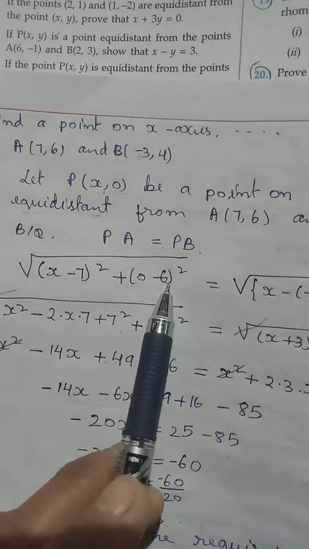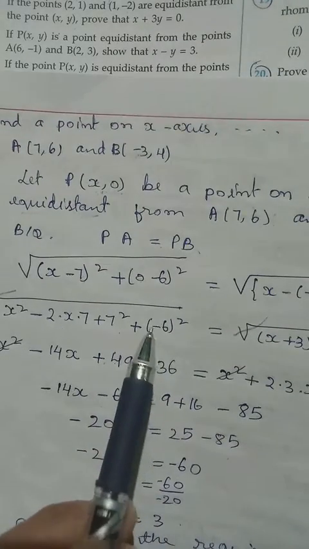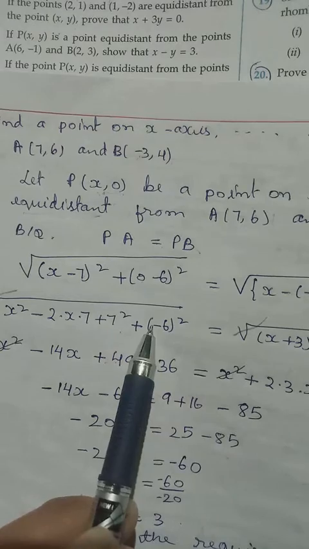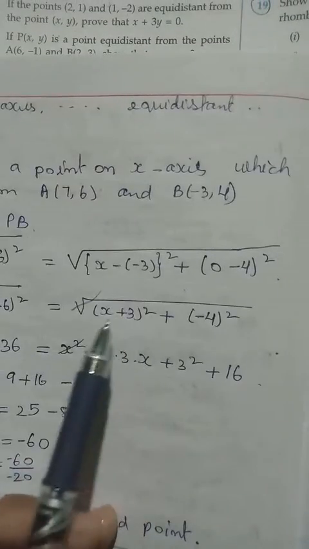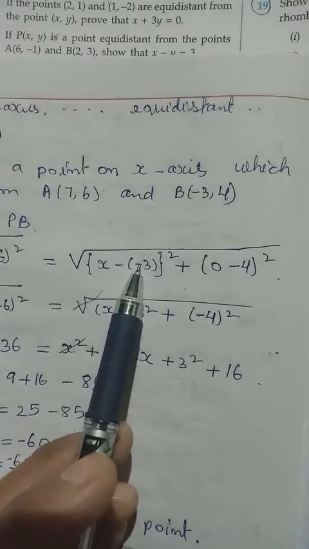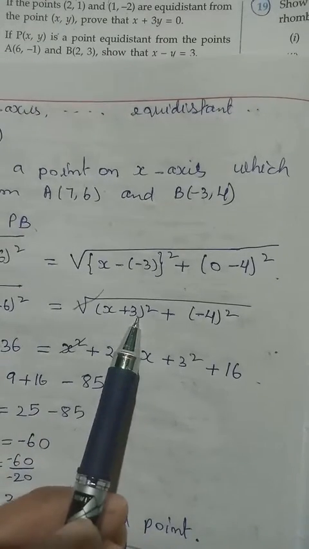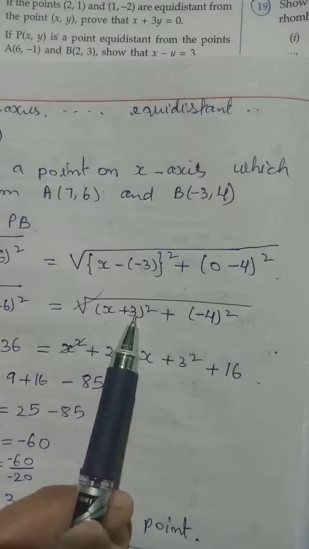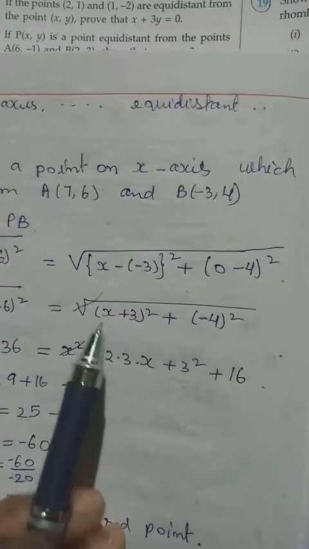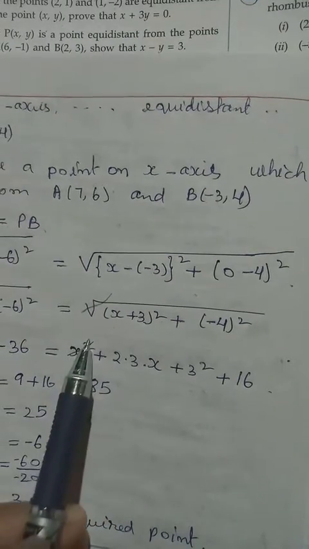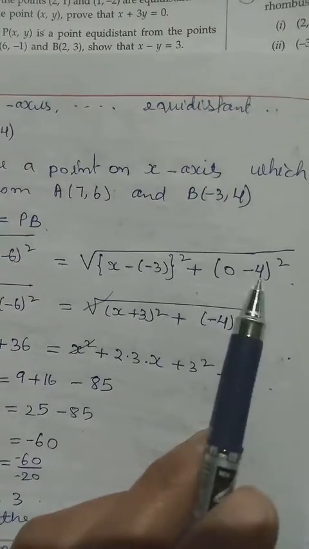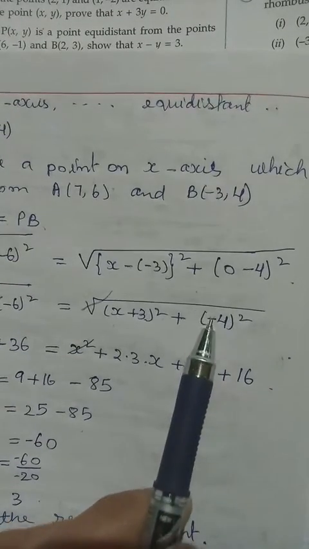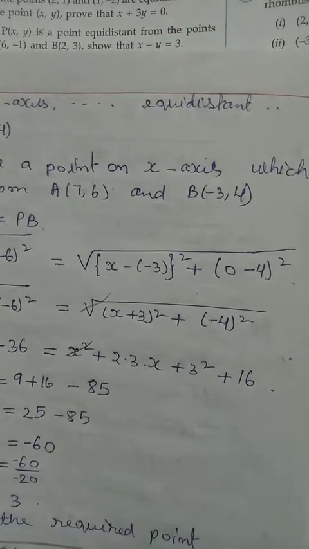0 minus 6 will be 6, so we have minus to minus become plus because square. 6 into 6, 36. Then here also minus to minus plus. One alphabet, one number. So we cannot plus them, we can apply formula. It become a square plus 2ab plus b square. Then here 4 minus 0, 4, minus to minus plus, 4 into 4, 16.